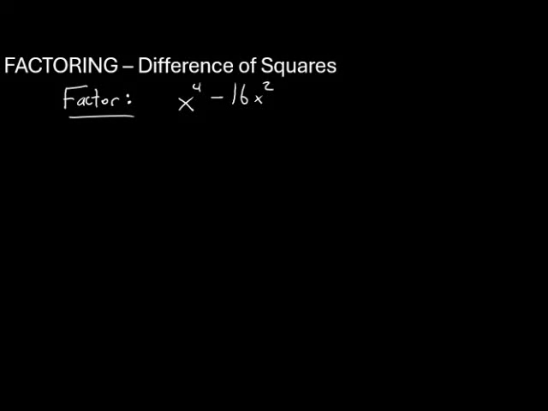Now we'll do another example of a particular special form that will come up a lot in this class. This example has x to the fourth minus 16x squared. Once again, we're going to look for common factors that we could divide out of the coefficients and common powers of x that we could divide out of the exponents.